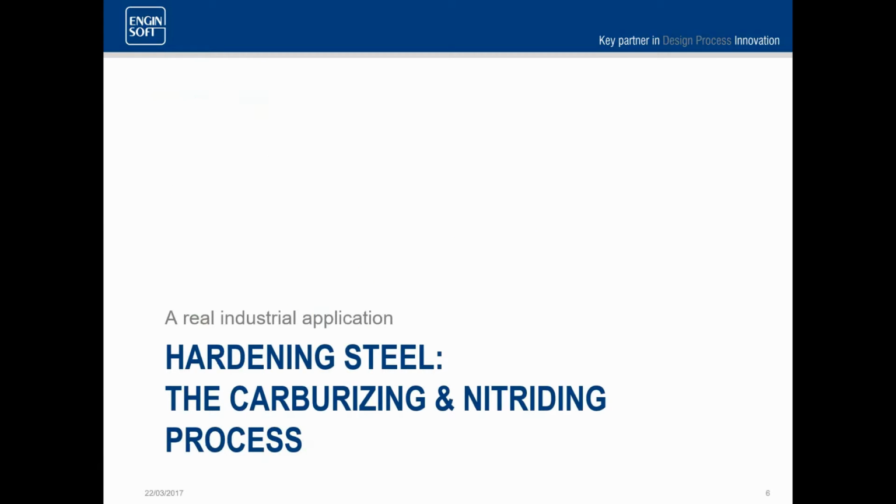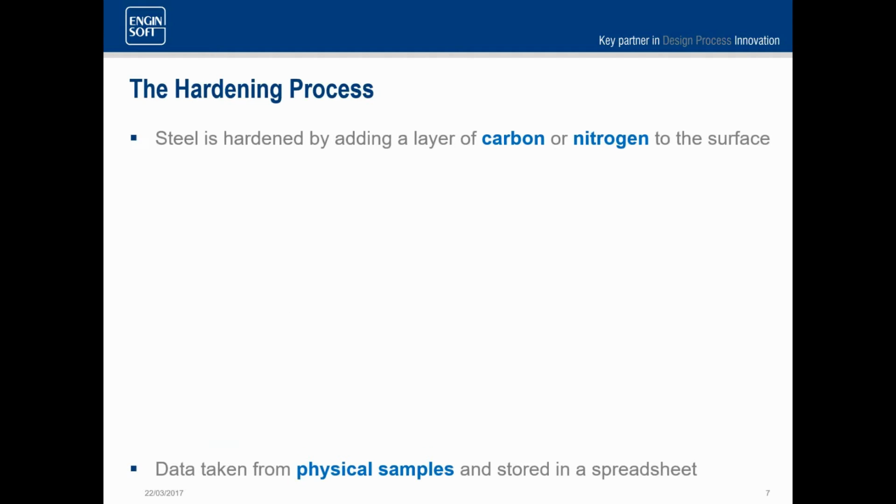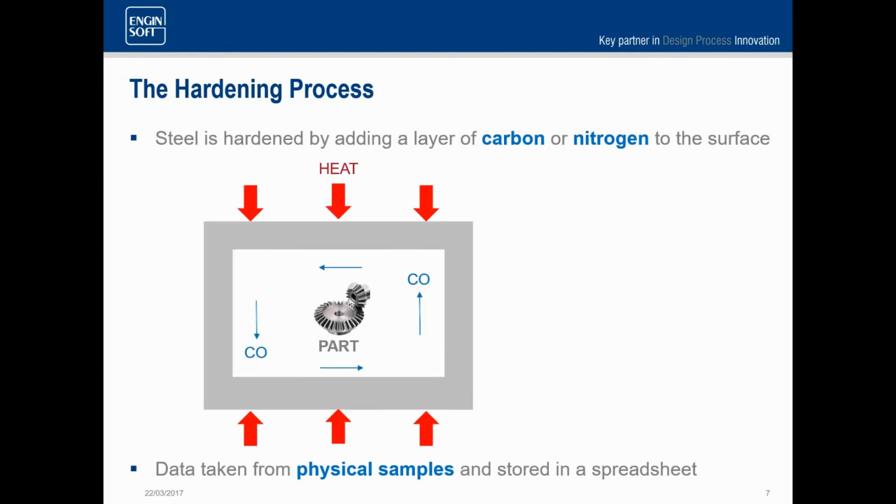Okay, so that's modeFRONTIER, just setting up the response surfaces. This is the particular problem we're going to look at. It is related to the hardening of steel and the carburization and nitriding process. Just so you're aware, this is a process where you add a layer of carbon or nitrogen to the surface of some low carbon steel. It goes through some form of process, and then you get a different coat on the top that would increase the hardness of the product. The data that we're looking at today are physical samples and have been stored inside a spreadsheet.